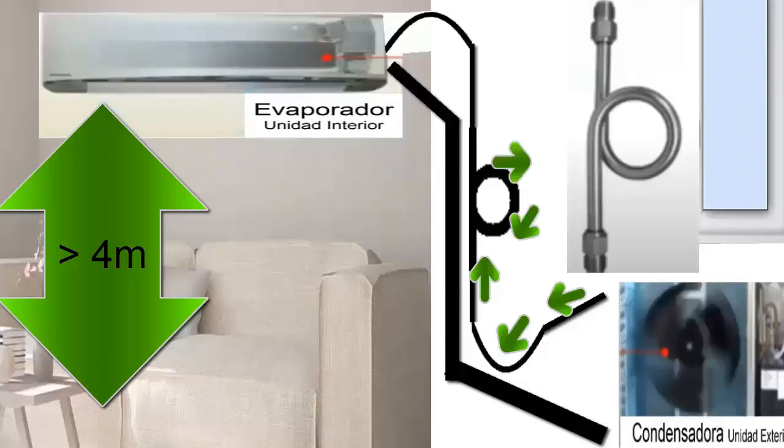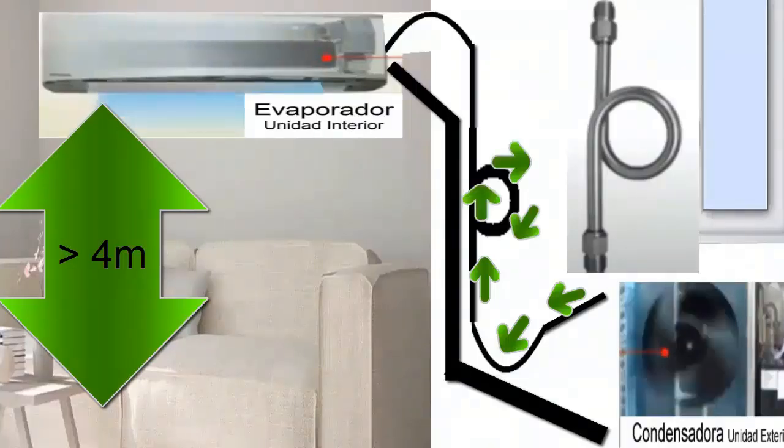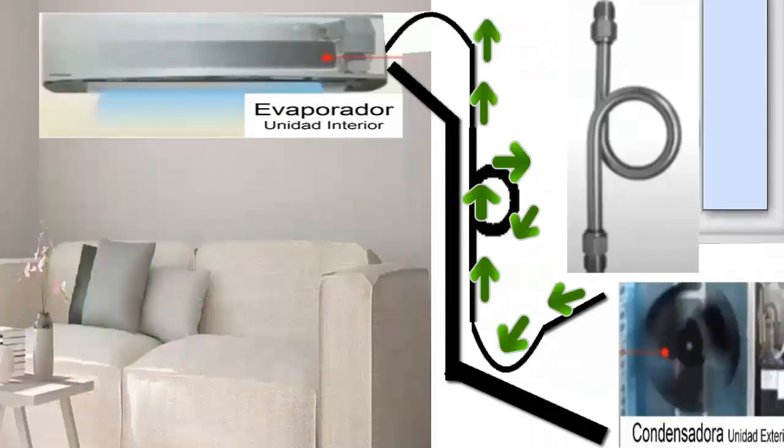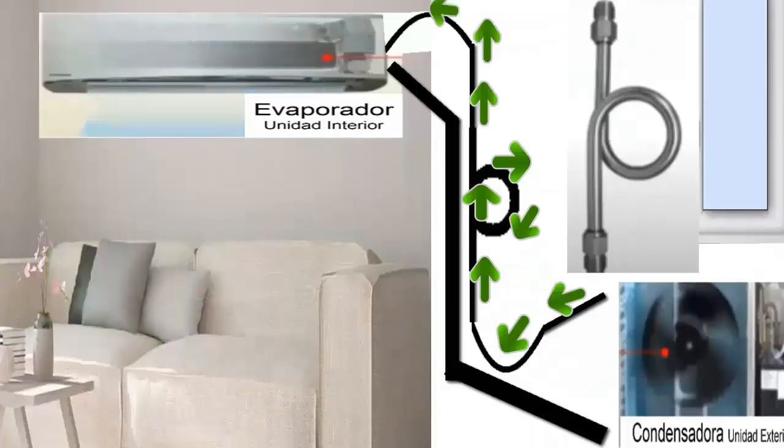D. There is a higher risk of the compressor experiencing liquid slugging, as the liquid refrigerant tends to accumulate in the outdoor unit, which is in a lower position.